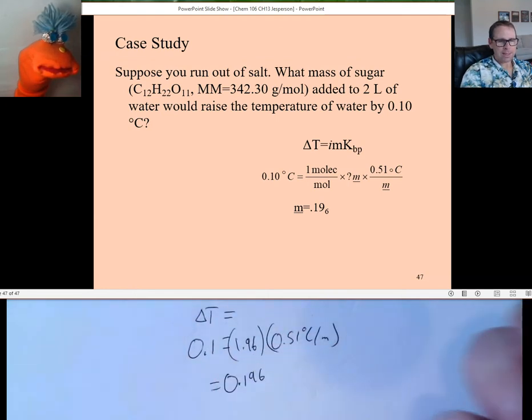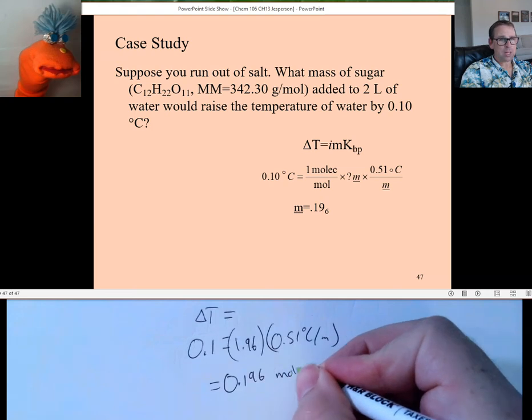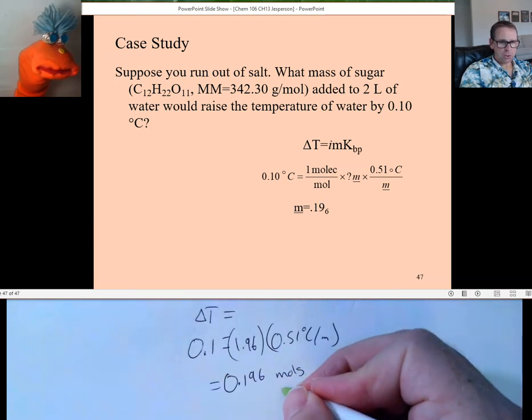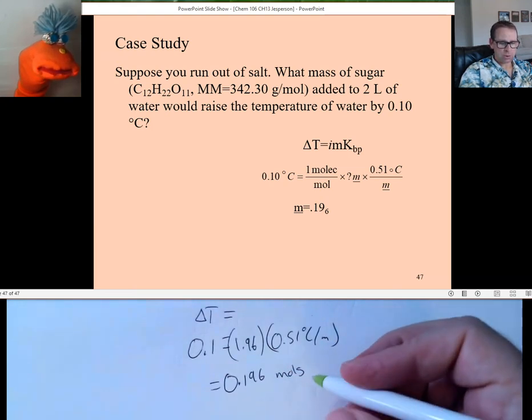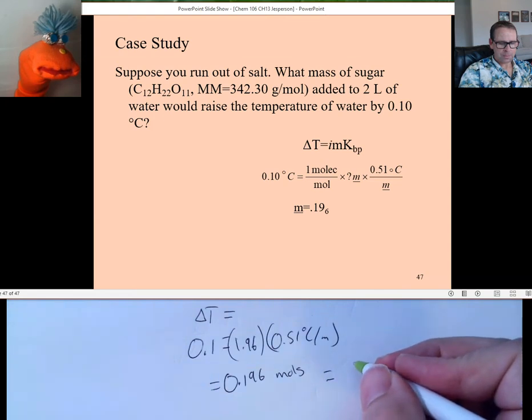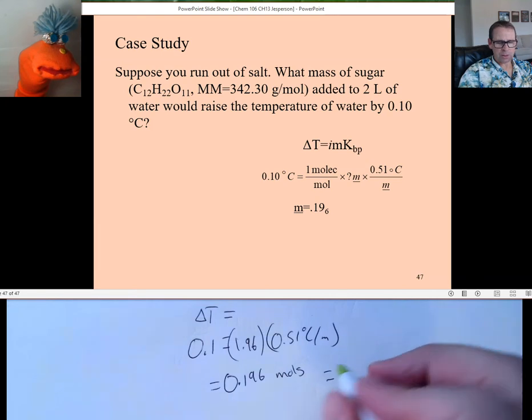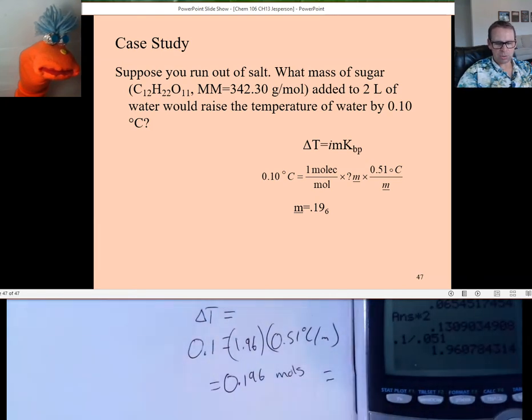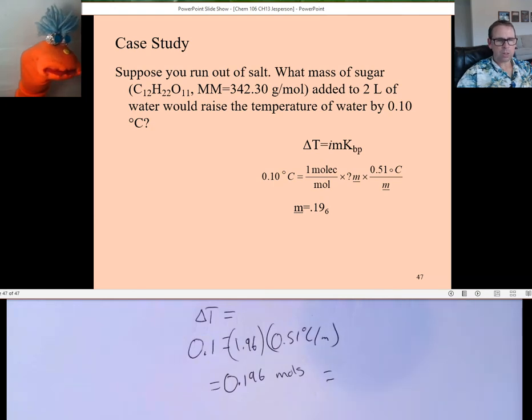Okay, and to get that, that's how many moles I need. And I need to have 2 liters of solution. So I need 0.196 moles for every kilogram. So I just need to multiply that by 2. I have 2 kilograms of water. So 0.392.